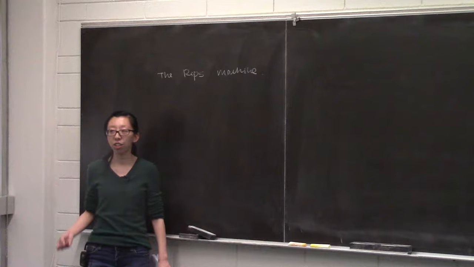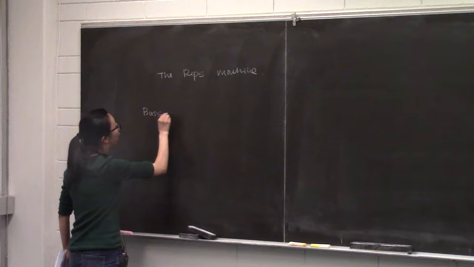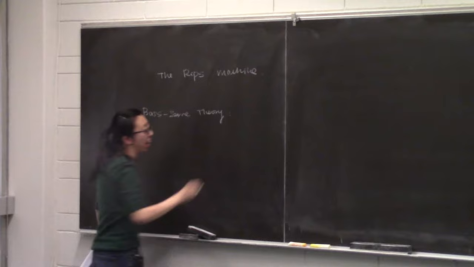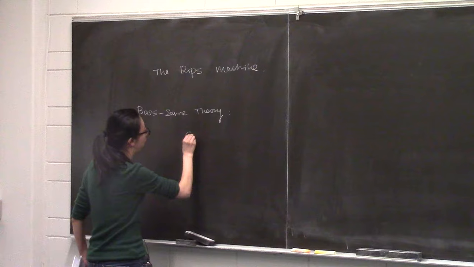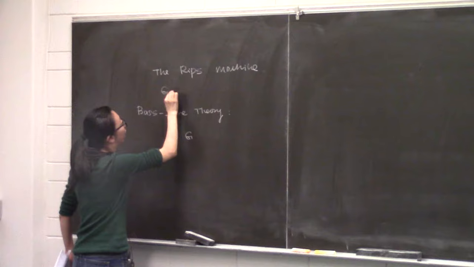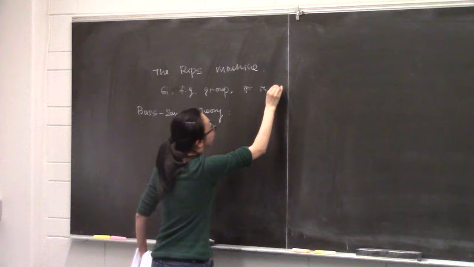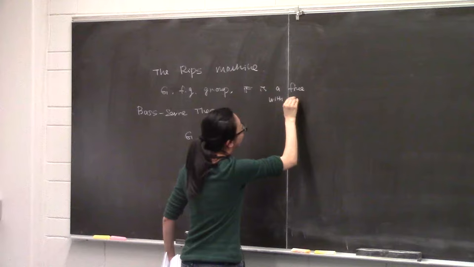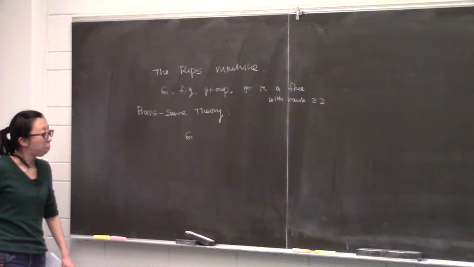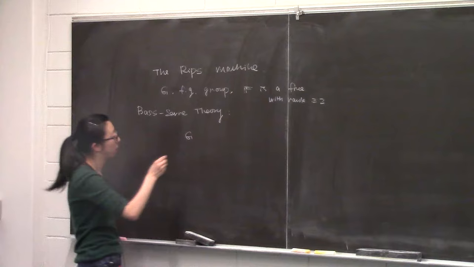And the classical theorem along the line is the Bass-Serre theory. For this talk, G will always be a finitely generated, or if you want, a finitely presented group. And F is a free group with rank greater or equal to 2. Okay. So Bass-Serre theory studies groups admitting actions on simplicial trees.